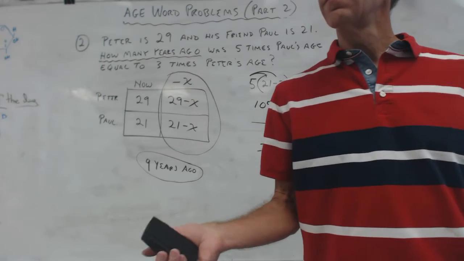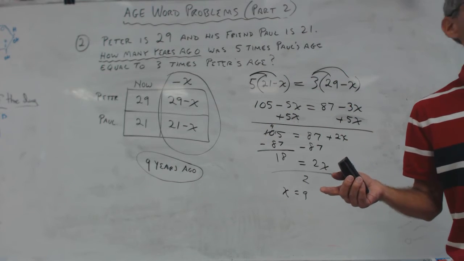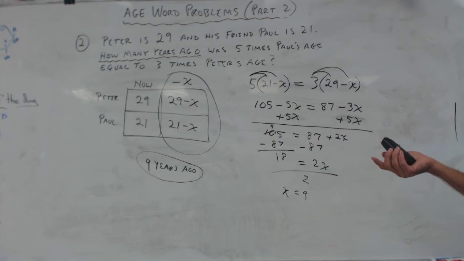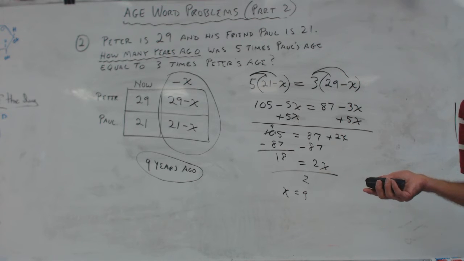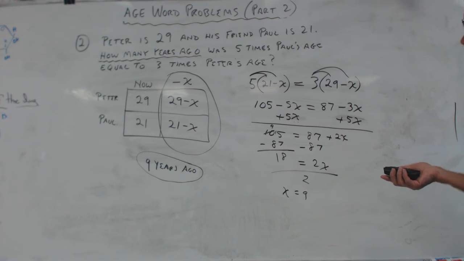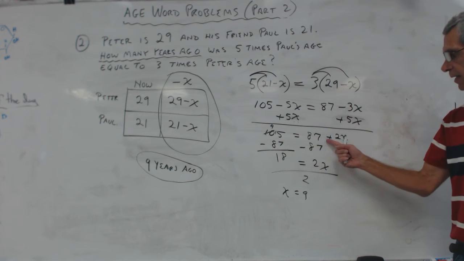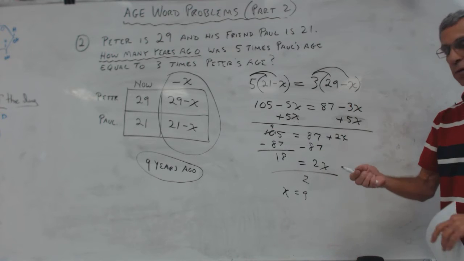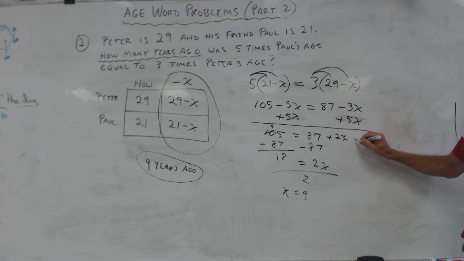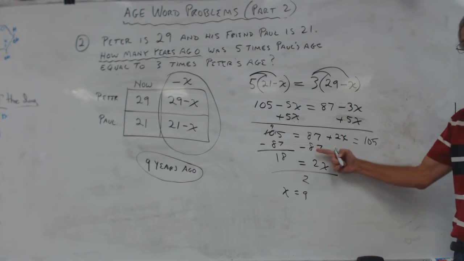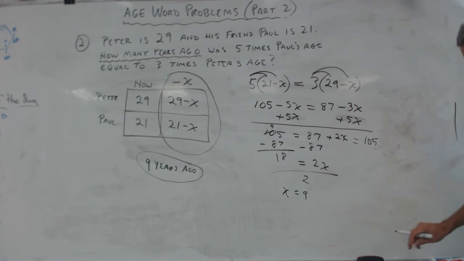Here it says 105 minus 5x equals 87 minus 3x, and then we get 87 plus 2x equals 105. Do you mind if we switch it around so that all the x's are on the left? Totally fine. Think about it: 105 is equal to 87 plus 2x. They're the same thing, right? So it's totally fine to go like this, equals 105, and then suddenly I have my x on the left.